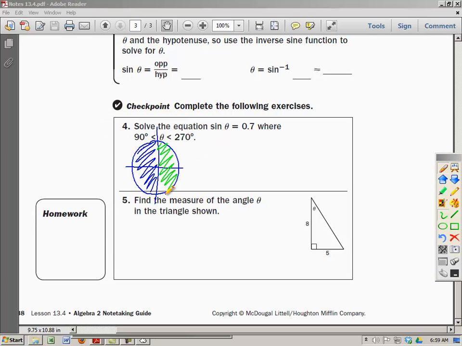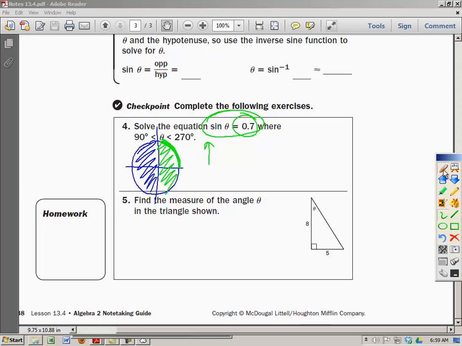Now, let me ask you this. Where are sines positive? Remember, sines are positive to the top, anywhere that's up. So when I take the inverse sine, it's going to give me something that's actually up in this region here, because it's a positive number. But I want to then reflect that angle so that it's between 90 and 270, so we're going to have to do a little bit of work to this.